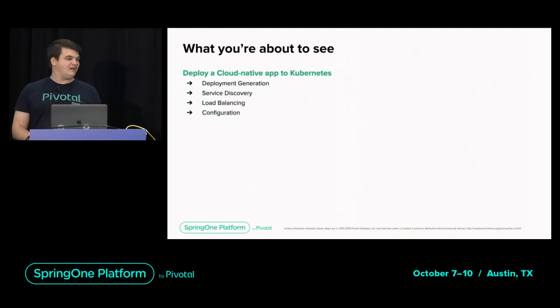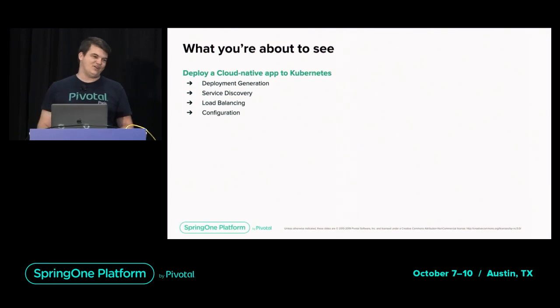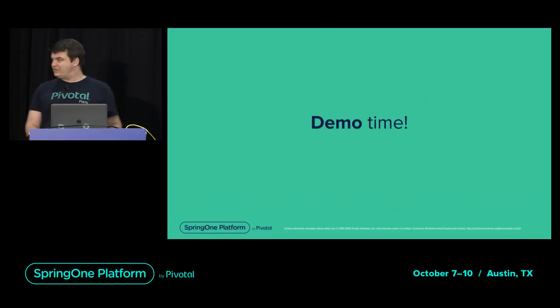So enough talking. This was a quick introduction to Spring Cloud Kubernetes, and we are about to run a demo with Ryan. And what you're about to see is how to deploy a cloud-native application to Kubernetes, leveraging deployment generation. So you'll see how to deploy an application without ever writing a YAML file. You'll see service discovery in action. And we will also show you how to do load balancing within your Kubernetes cluster, and also config map support with the application. So now, back to you, Ryan.